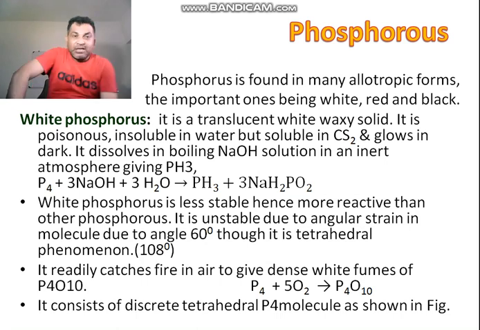Now what do you mean by allotropes? Allotropes are forms having the same element's molecules but with different structures, and these are known as allotropes. If we talk about phosphorus, then phosphorus has 3 allotropes: red phosphorus, yellow or white phosphorus, and black phosphorus. Out of these, in this first topic, we are going to talk about white phosphorus.